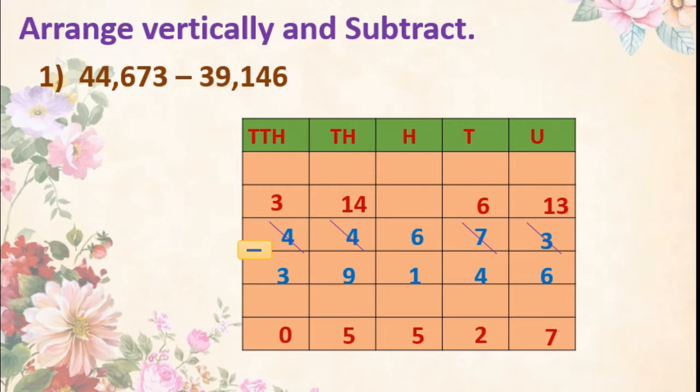Now we will read the answer. In 10,000s column 0 is there, so leave that. And the real answer is 5,527. Got this? Like this we have to do the sum by borrowing. Okay.